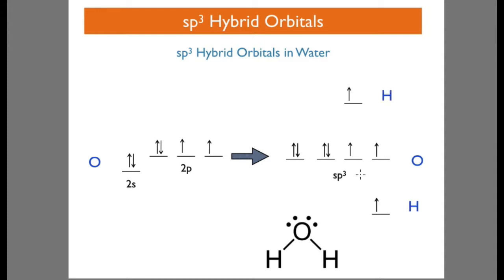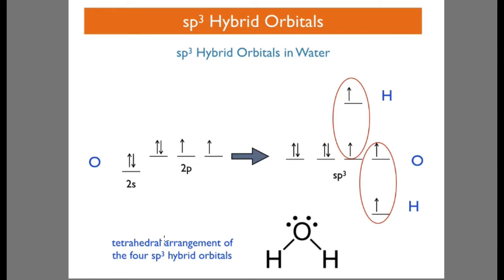These unpaired electrons can then bond covalently, so they're sharing with hydrogen atoms. And you get one bond here, another bond here. And so we've got 2 bonding pairs of electrons and 1, 2 non-bonding pairs, giving us the tetrahedral arrangement of the 4 sp3 hybrid orbitals. 1, 2, 3, 4 electron domains.